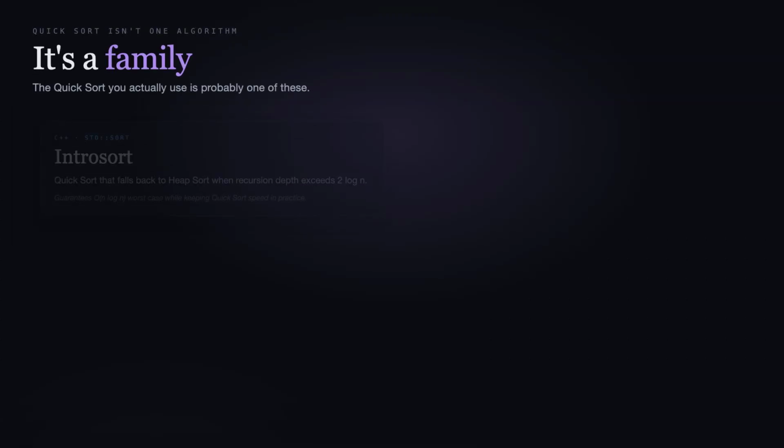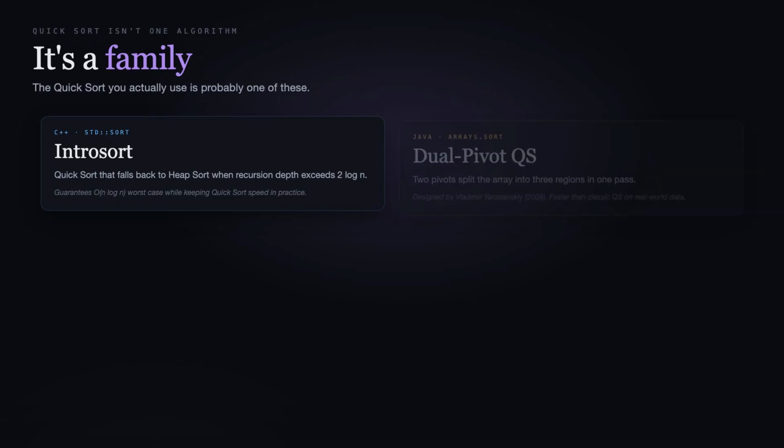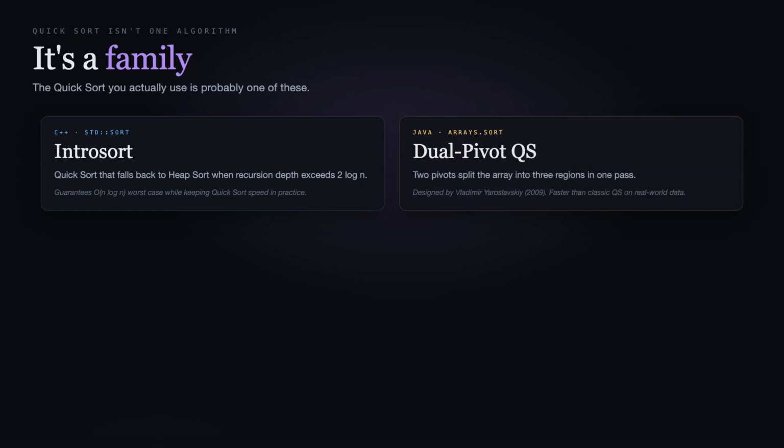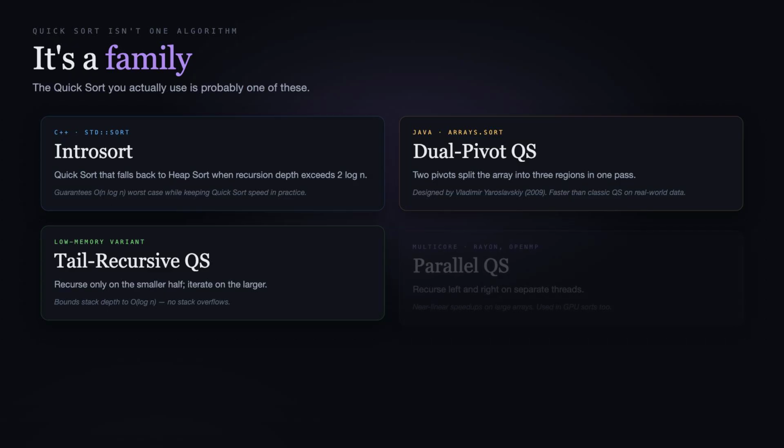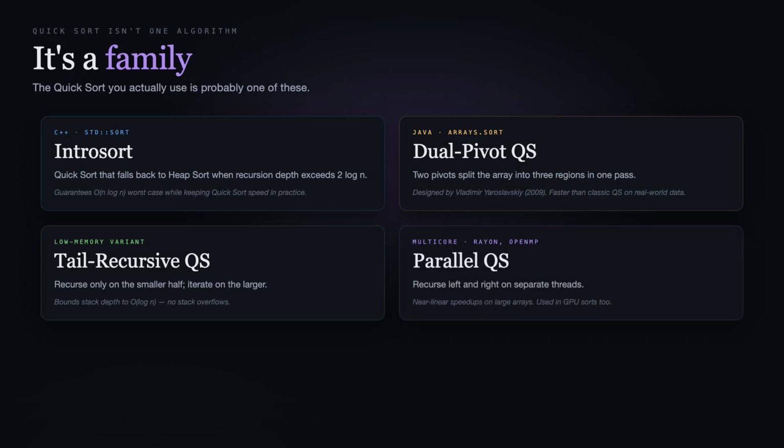Modern languages don't use textbook quicksort. C++'s standard sort uses intro sort, quicksort that switches to heap sort when recursion gets too deep, guaranteeing O of n log n. Java's Arrays.sort uses a dual pivot quicksort, partitioning into 3 regions using 2 pivots, faster on real-world data. There's also tail recursion optimization to bound stack space, and parallel variants that recurse on separate threads. Quicksort isn't one algorithm, it's a family.